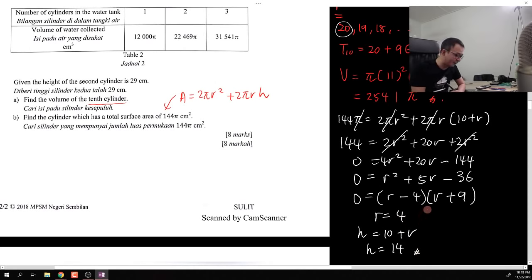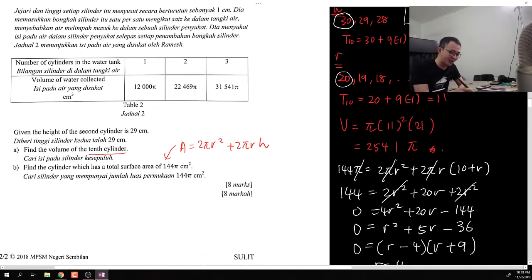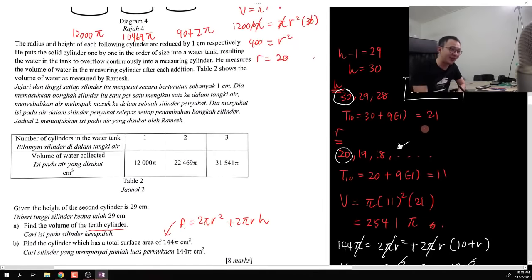So therefore, find which cylinder has the total surface area. Depending on whether you want to use r or h, let's say I want to use the r here. I will need to find something like Tn equals 4. So then I will do a plus (n minus 1)d, where d is negative 1, equals 4. So therefore, I get 16 equals n minus 1. Then n equals 17.